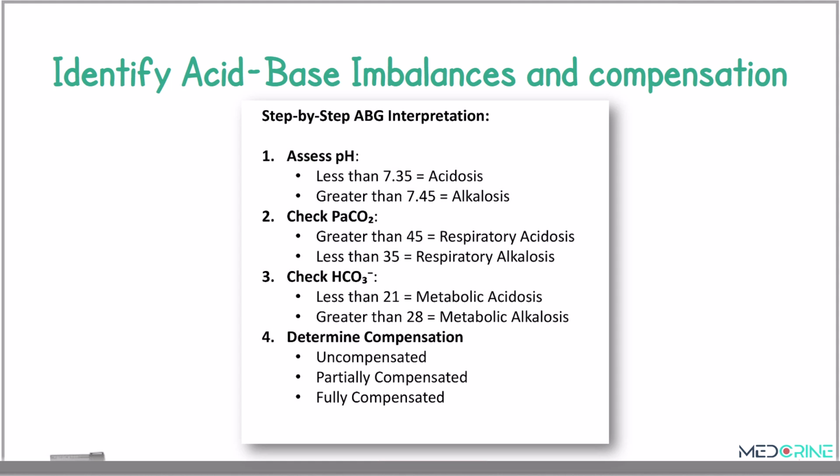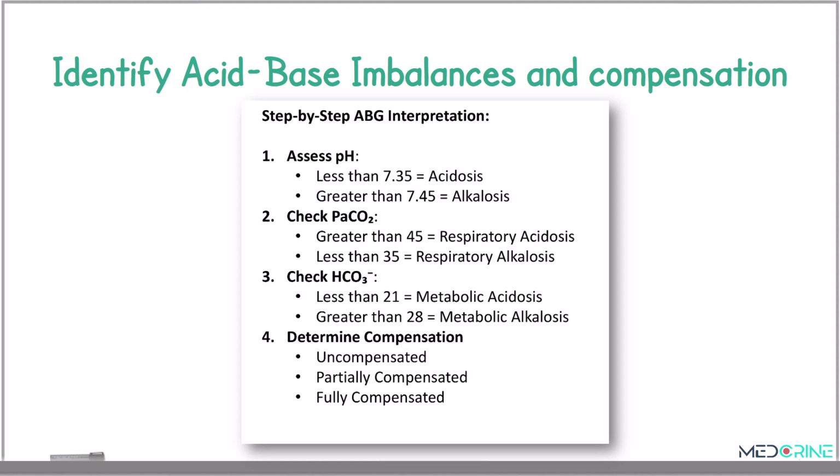For you to analyze arterial blood gas and interpret the results, we start by assessing the blood pH. If the pH is less than 7.35, we say we have an acidosis state. And if the pH is greater than 7.45, we call that alkalosis. After confirming the pH, we now move to check the partial pressure of carbon dioxide. If it's greater than 45, we call it a respiratory acidosis. And if the partial pressure of carbon dioxide is less than 35, that is a respiratory alkalosis.